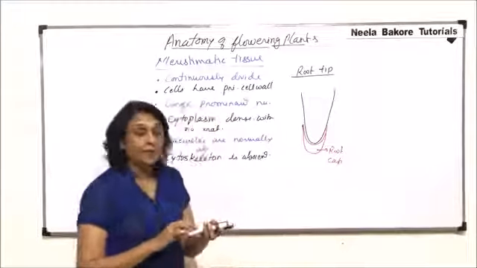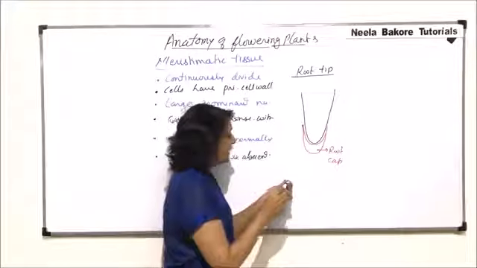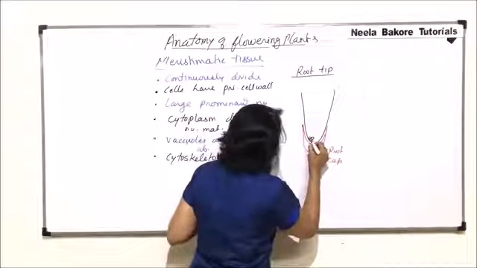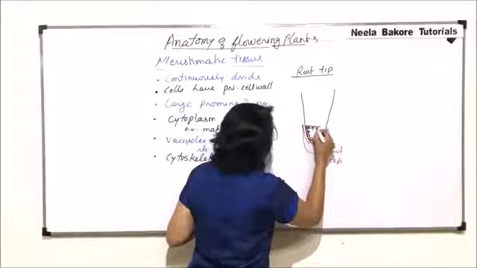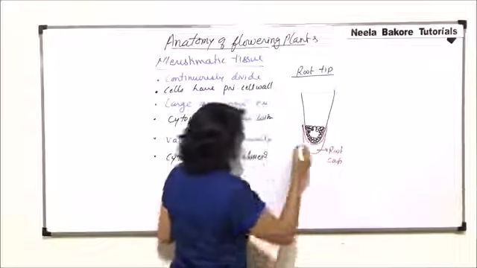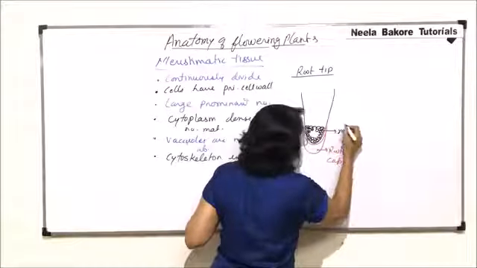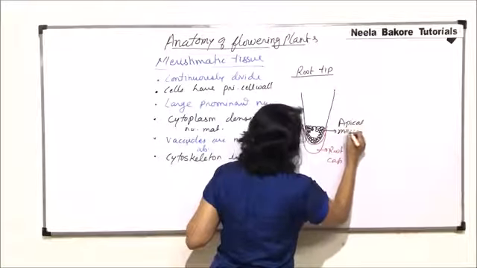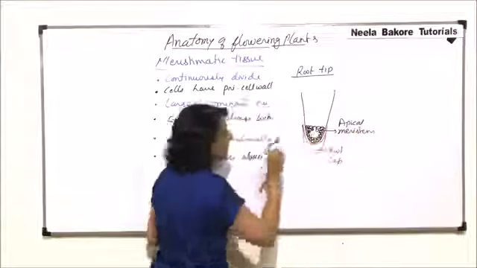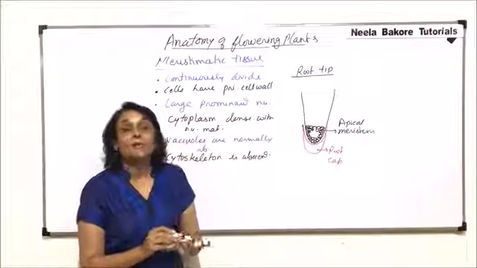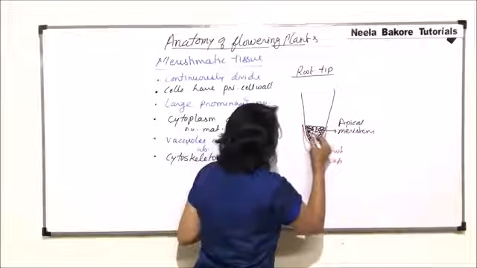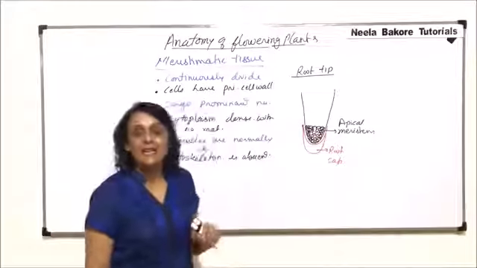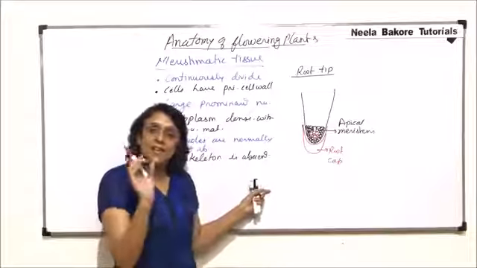Now root cap is protecting the tip, and in this tip region are present the meristematic cells. So tip has these actively dividing cells which we call the meristematic cell. This is the apical meristem. I have left some space in the middle. In the middle part are present some cells which are temporarily inactive. That means they are not going to divide, they just stay there.